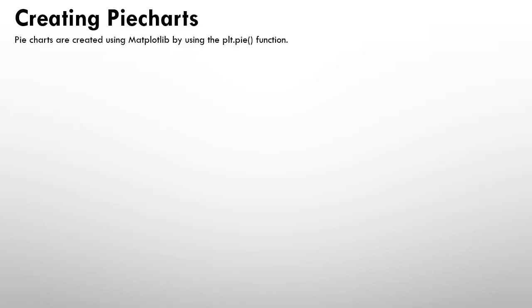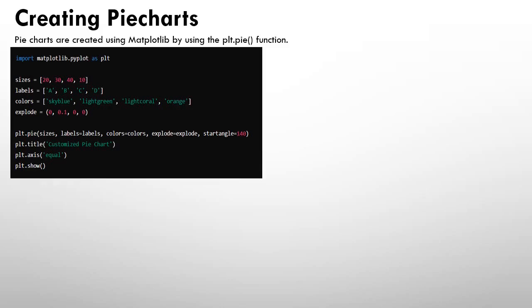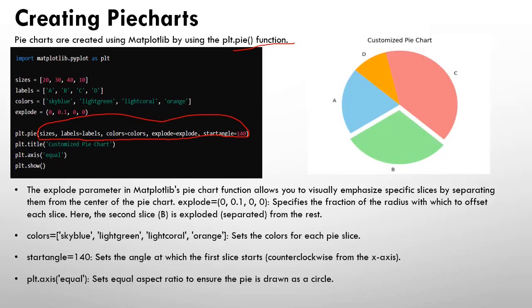Creating pie charts. Pie charts are created using Matplotlib by using the plt.pie function. So just like other graphs, inside the plt.pie function, we mention the labels and sizes, and then we can customize this pie chart accordingly. On executing this code, this is the pie chart that we get on our screen.